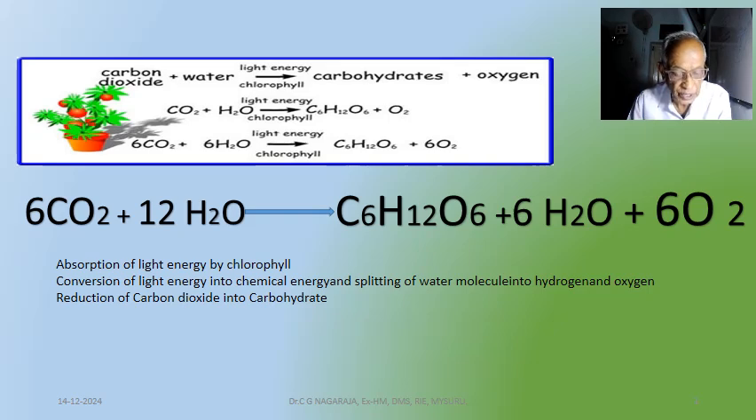Three important steps you must remember here. Absorption of light energy by chlorophyll, conversion of light energy into chemical energy, and splitting of water molecule into hydrogen and oxygen, and reduction of carbon dioxide into carbohydrate. These are the three important reactions you must remember.